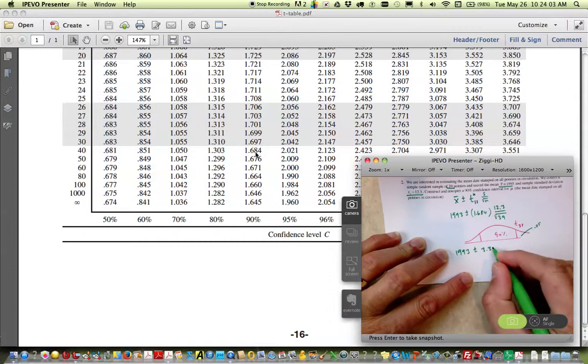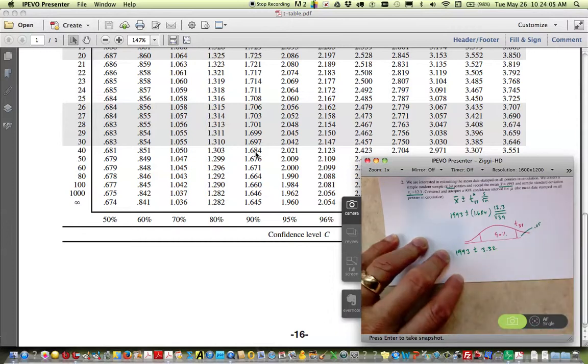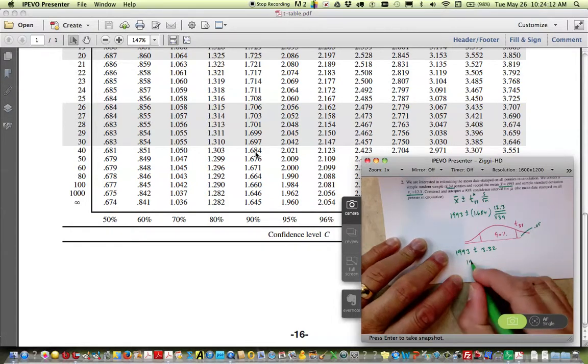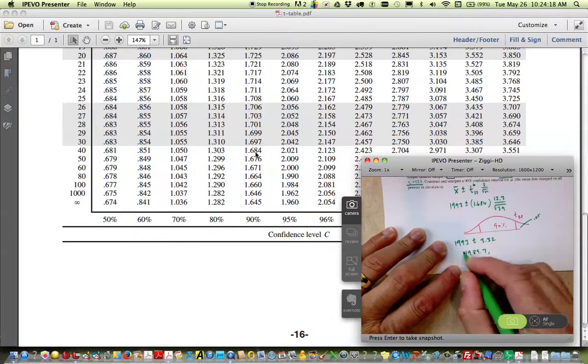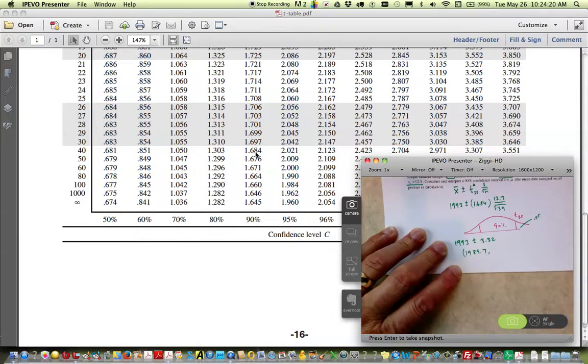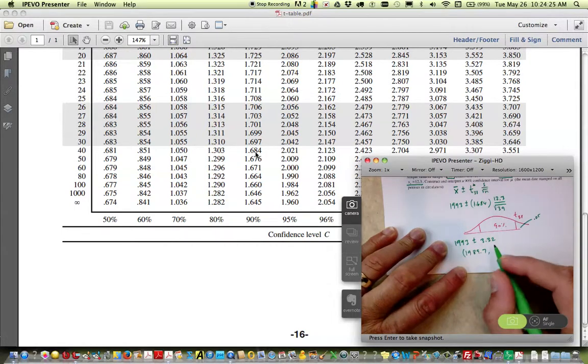I'm going to call that 3.32. And so our interval is going to be 1993 minus 3.32, gives me a lower bound of 1989.7, we'll call it, and an upper value that's 1996.3.